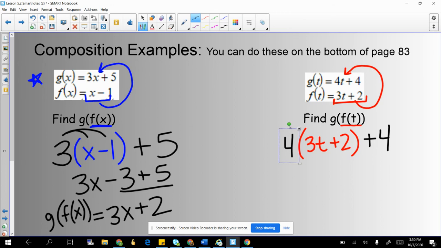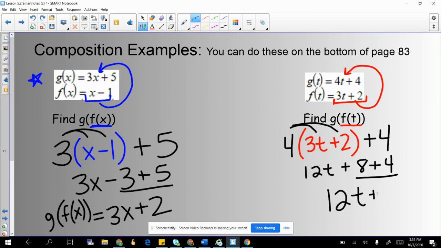Again, you're going to want to distribute. And you should get 4 times 3t is 12t, plus 4 times 2 is 8, plus 4. And then again, combine like terms, so you should get 12t plus 12.